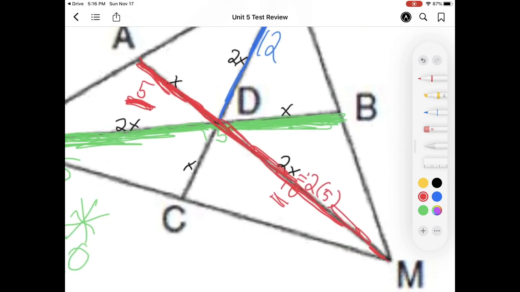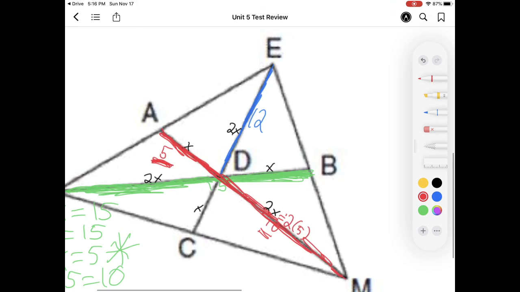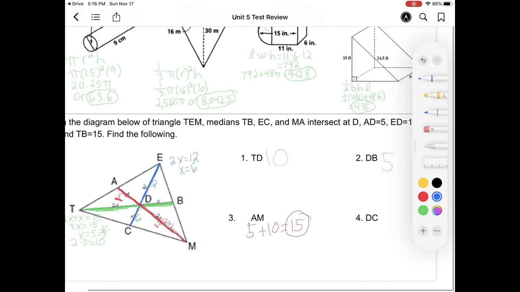And then lastly, we have DC. So that is our blue line. The long side of our blue line is 12. That is our 2x side. So we need to find what x is so we know what the DC line is. So we have 2x equals 12. Divide both sides by 2. We get x equals 6. So this little side down here for our blue is 6.